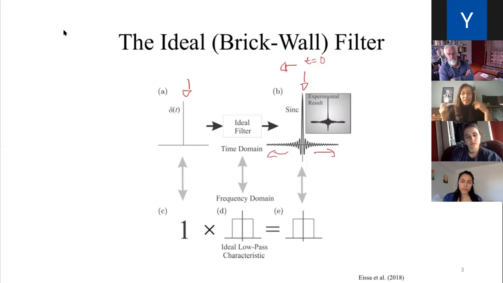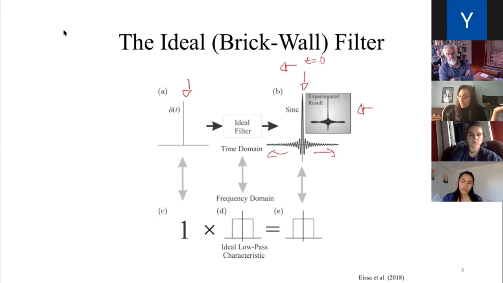But if we look at, this is just a little clue, these are our experimental results. They look pretty similar to what we see in our ideal filter situation. So the question was, can we actually describe the effects of what we're seeing in terms of this BrickWall filter?